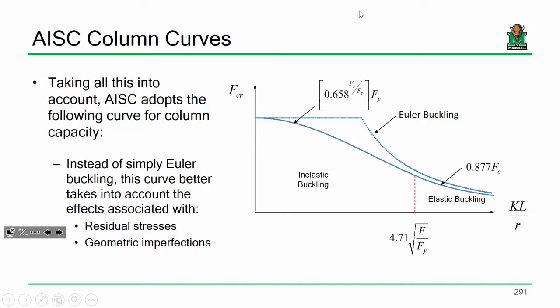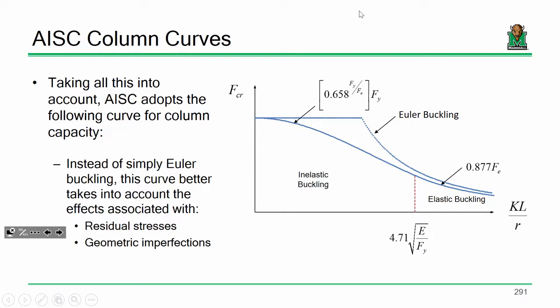So if you notice, one of the differences between inelastic capacity and elastic capacity is that elastic doesn't have the yield stress in it at all. But this one does, because under inelastic buckling, it yields. So the yield stress obviously matters. Most columns that we do are going to fall in that inelastic range.